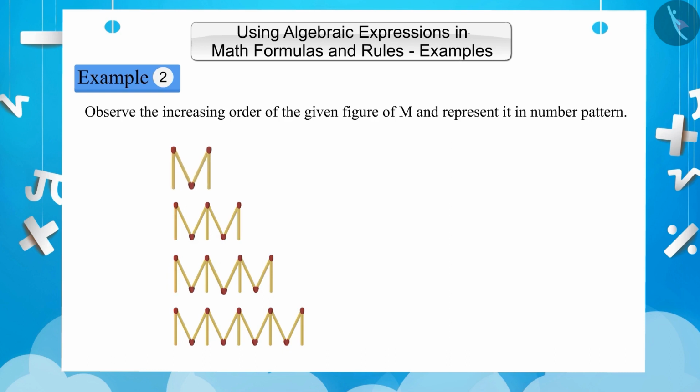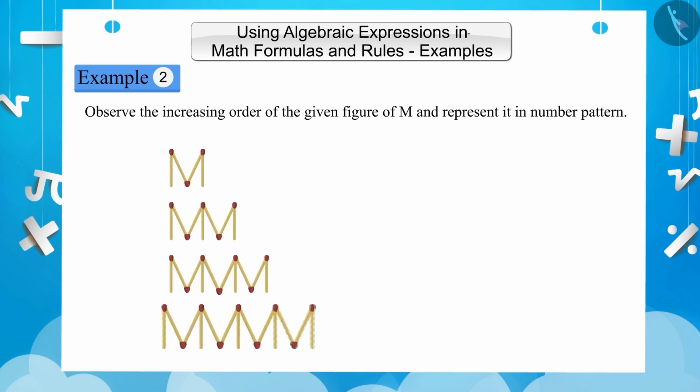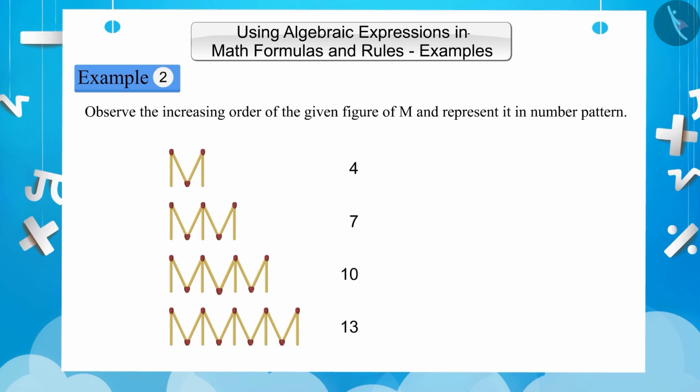To make a number pattern of the increasing order of the shape of the given M, if we consider the number of matchsticks as a term, we can see that 4 matchsticks in the first figure, 7 in the second, 10 in the third, and 13 in the fourth have been used. We can also show them as follows.